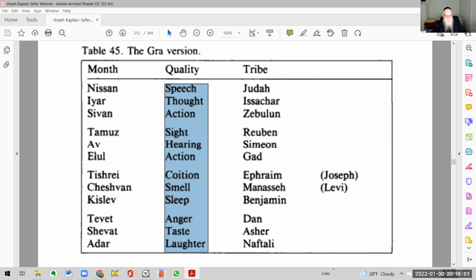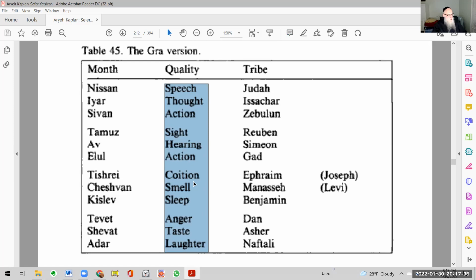Obviously, the same thing is with hearing. What about a deaf person that can't hear at all? Hearing is not necessarily only to be able to hear with your ears, but it's also the concept of understanding. And then finally, Elul is action. That corresponds to the idea of maaseh, or action, as it is mentioned in the Hebrew version. And Tishrei is coition. Coition means cohabitation, tashmish, the ability to be together with a member of, I hate to say it, the opposite gender, the opposite sex. In other words, men and women together.